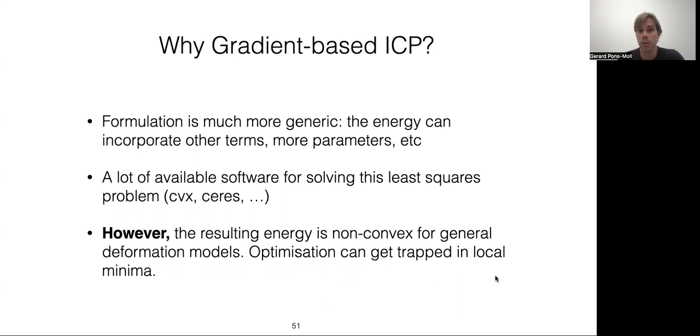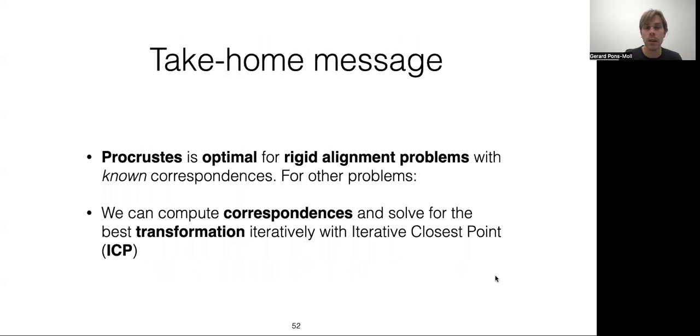However, you should bear in mind that the resulting energy is non-convex for general deformation models, and optimization can get trapped in local minima. Even if you knew the correspondences, the model might not converge; you cannot find the optimal transformation to bring one shape into another. And if you now include the fact that you don't have the correspondences, the problem becomes even more susceptible to converging to a wrong solution. So you need good regularizers and good priors in order to register shapes in a reliable manner.